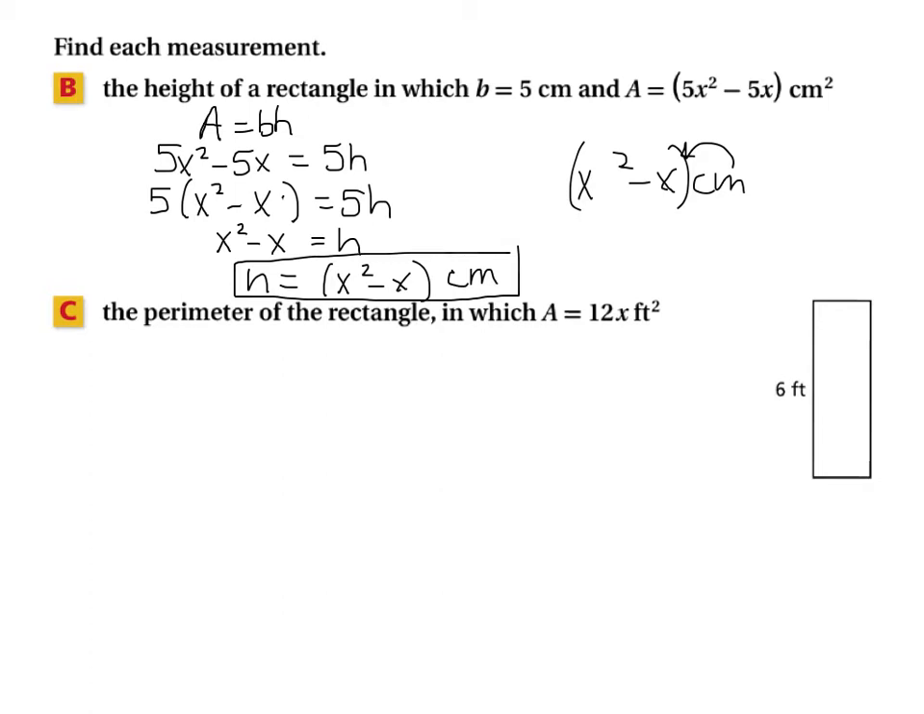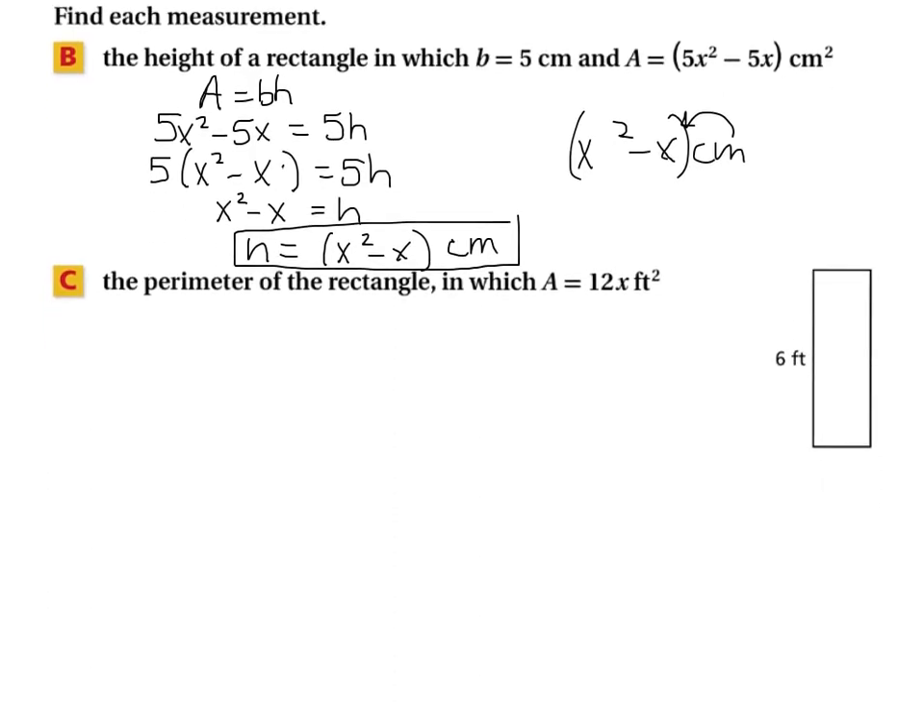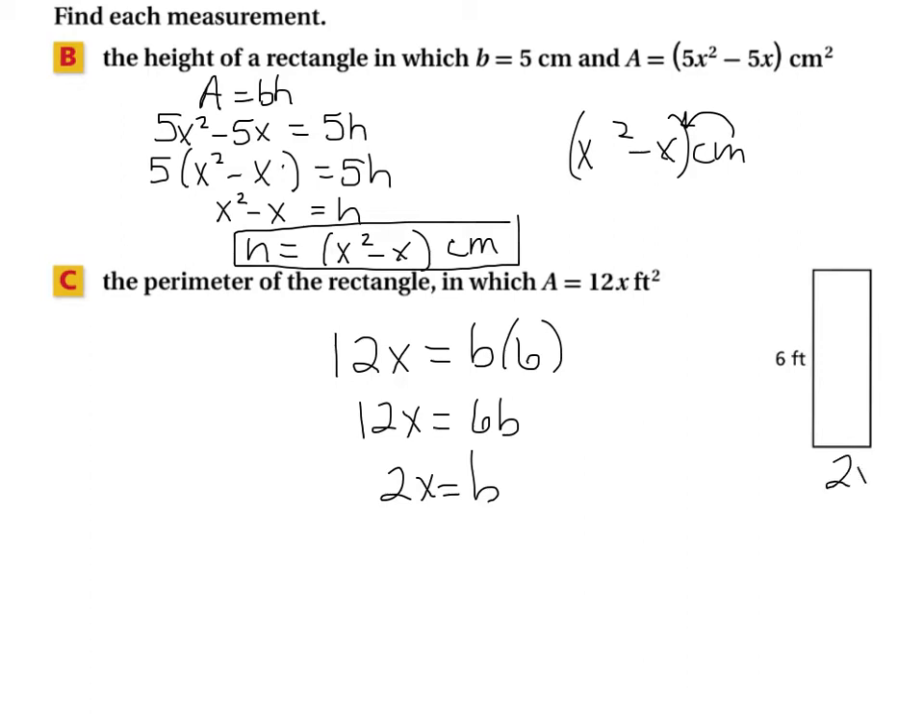In C, we want to find the perimeter of a rectangle in which the area is 12x feet squared. So using our formula, area equals base times height, I just plug in my values. That gives me 12x equals 6b. So I divide both sides by 6. Therefore, the base is 2x. If I found the perimeter, it would be 4x plus 12 feet.